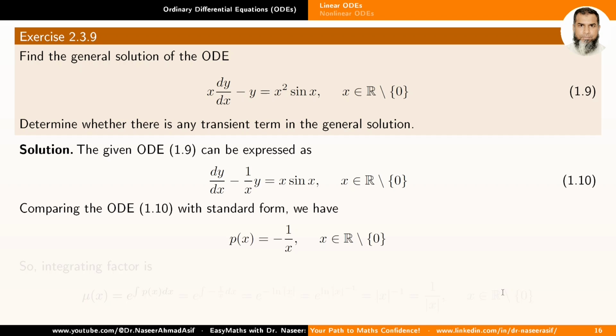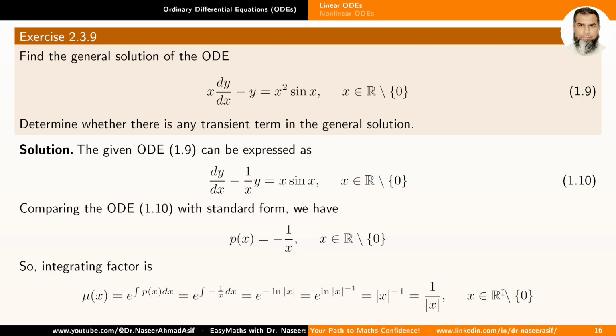Comparing the ODE 1.10 with the standard form, we have p(x) is equal to -1/x, x belongs to R other than 0. So the integrating factor is mu(x) is equal to exp of the integral of p(x) dx, which is equal to exp of the integral of -1/x dx, which is equal to exp(-log|x|), which is equal to exp(log|x|^-1). So we have mu(x) is equal to |x|^-1. So mu(x) is equal to 1 over |x|, where x belongs to R other than 0.